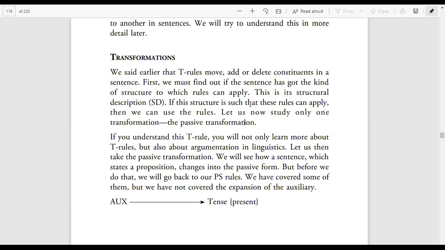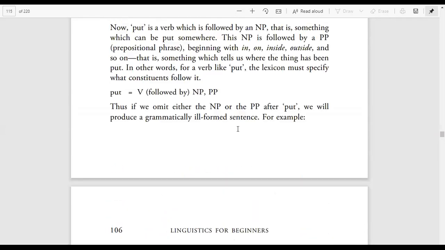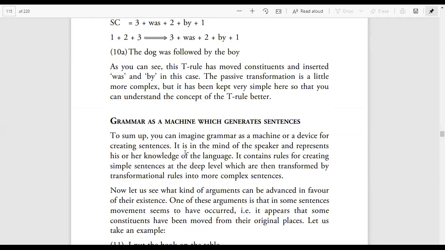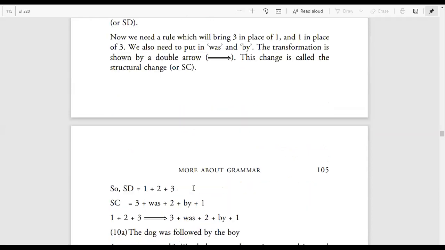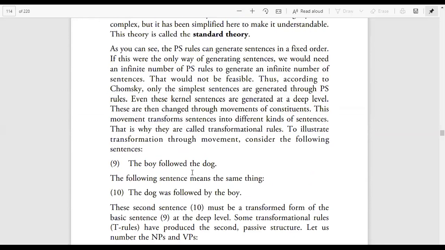Today the subject of my lecture is transformations. Yesterday we discussed these things here, which you can see on my screen as well. Here we discuss some sentences and we discuss grammar as a machine which generates sentences. Then we discuss structural change, and we also discuss structural description as well.